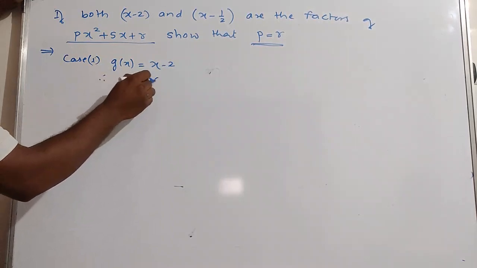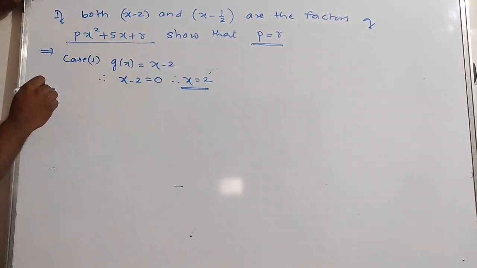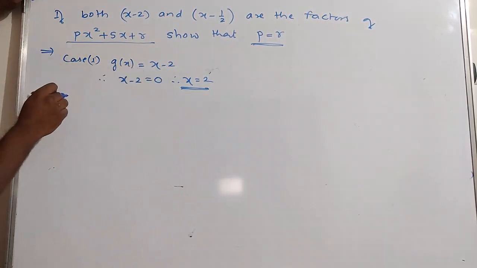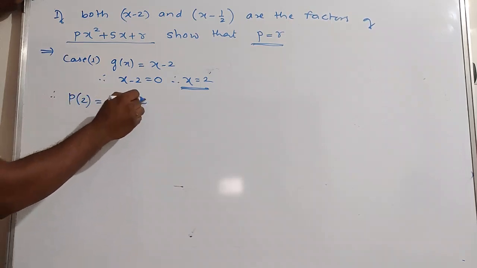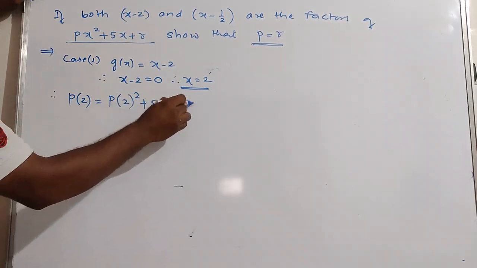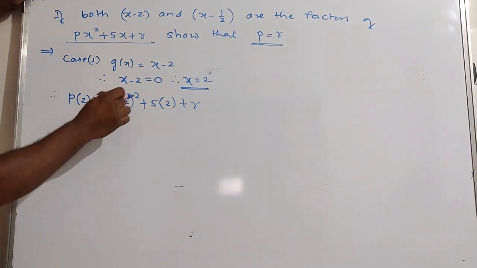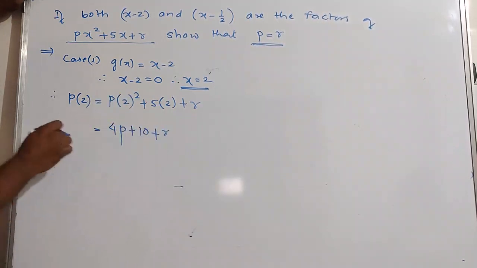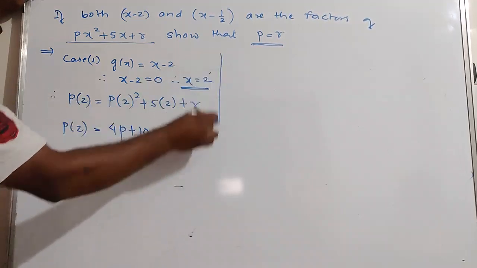So x minus 2 is 0. Therefore x is equal to 2. And for this x equal to 2, I will substitute in the given p of x. So p of 2 is equal to p into 2 square plus 5 into 2 plus r. Okay, so 2 square is 4. So 4p plus 10 plus r. This is p of 2. This is my first statement here.